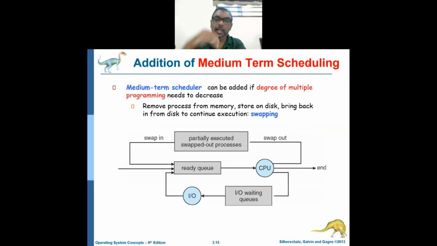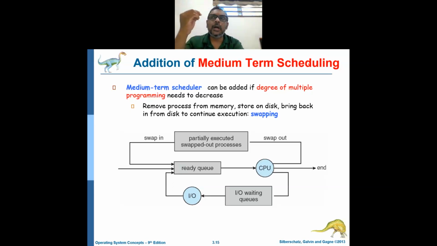Okay? So when there are too many, the OS comes up with something called the medium-term scheduler. The medium-term scheduler is a condition whereby the OS removes a process from the memory, stores it on the disk, and brings it back from the disk to continue execution. And once it brings it back, it's called swapping.